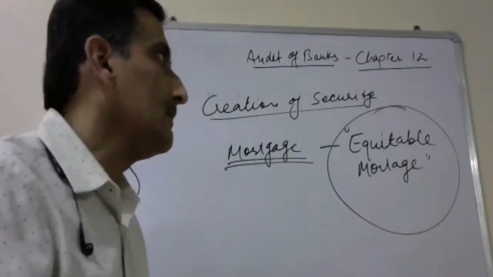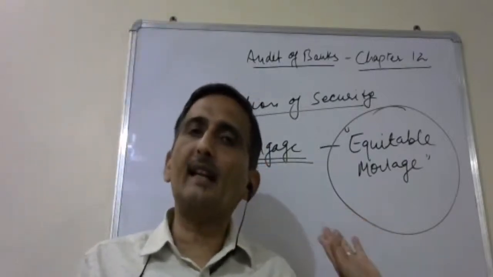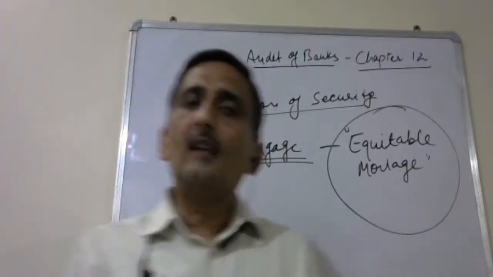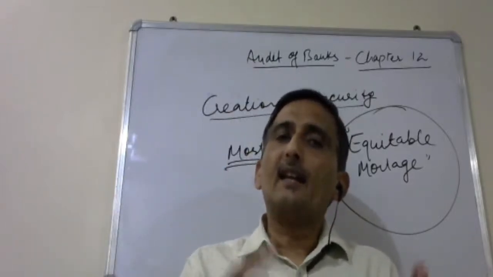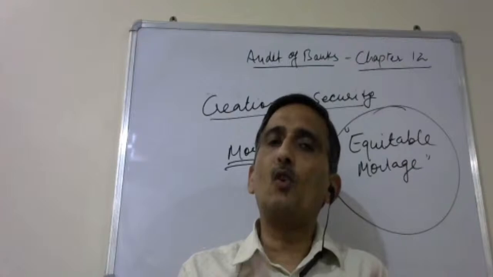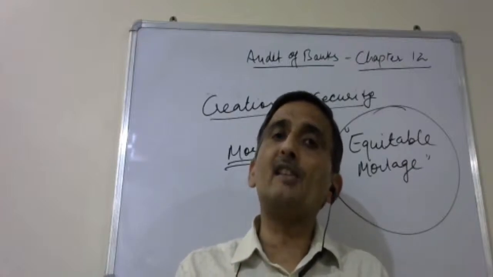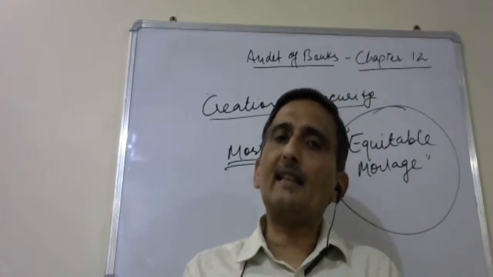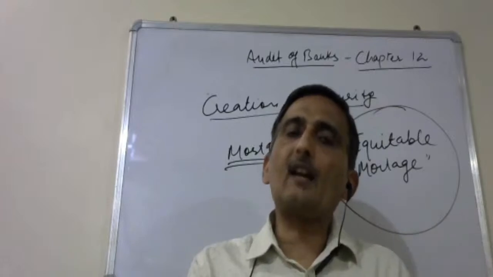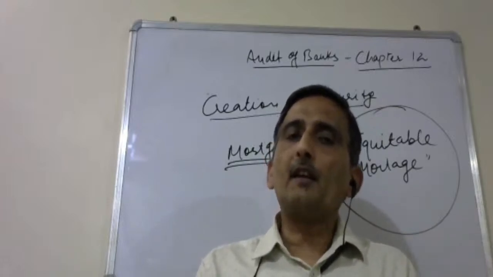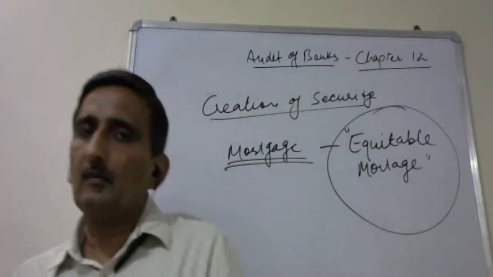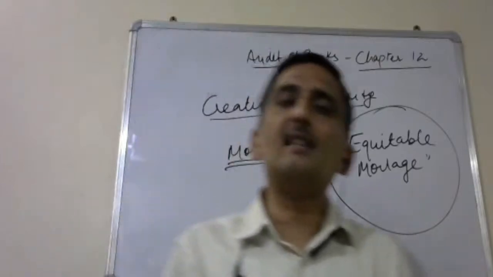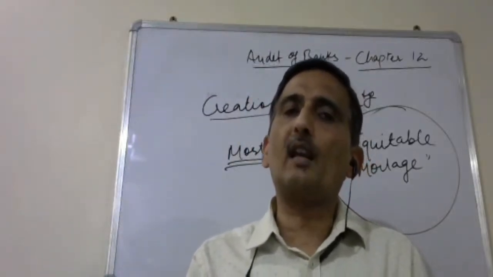Okay. Equitable mortgage. It is known as equitable mortgage. And another kind of mortgage is there, which is known as registered mortgage. Now, in a registered mortgage, a mortgage deed is prepared, which is registered by paying charges in the tehsil according to the rates prevalent in respective states. So that kind of mortgage is called a registered mortgage.